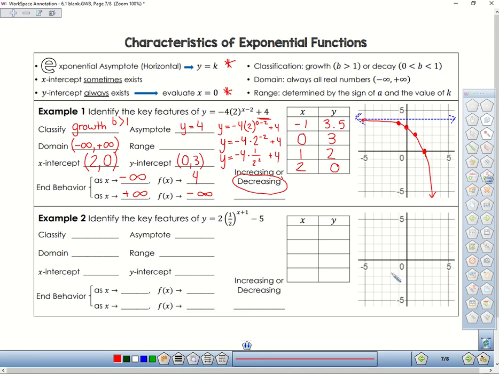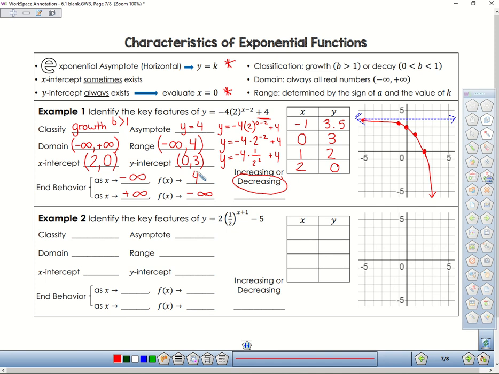Now, since it's starting down, it's coming up from negative infinity, but it doesn't go up to positive infinity, does it? It stops at what y value? 4. And 4 is actually not included in the range. Why is it not included in the range? Exactly. It doesn't actually touch that line. It just gets really close to it. So we don't include it in the range.